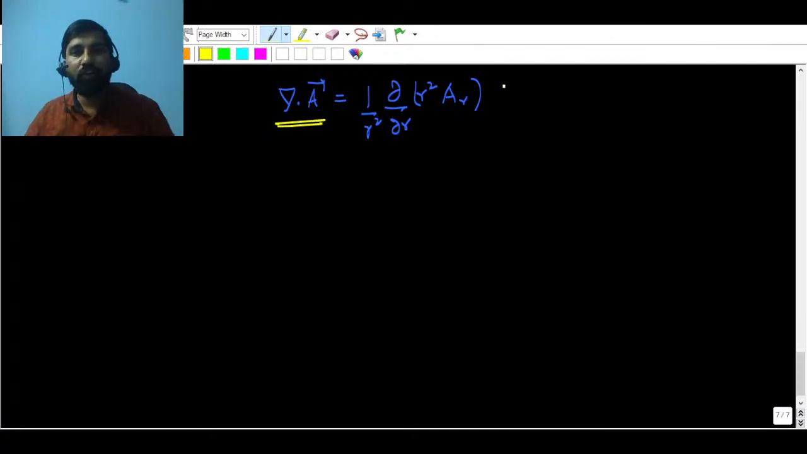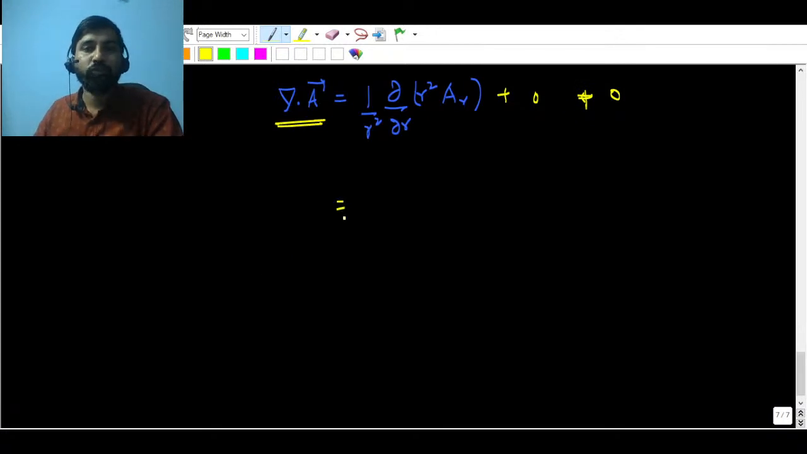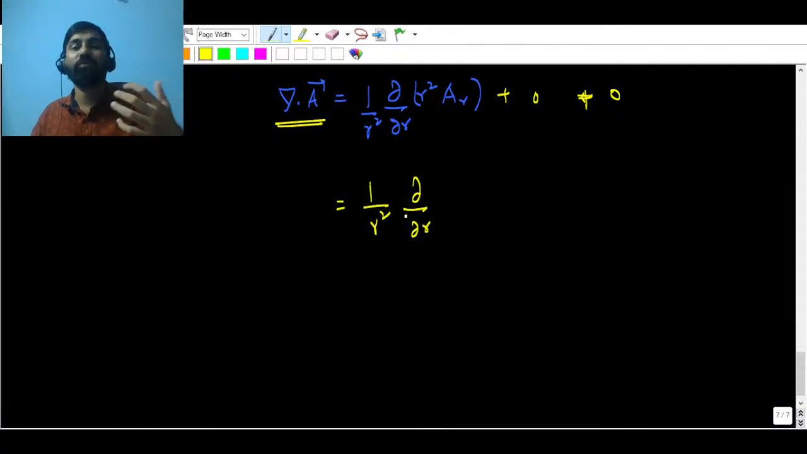You don't have to write for theta and phi, because they are going to be 0, as they haven't given the theta and phi components, right? So let's go and determine further. So this is R square and del by del R. Most of the aspirants make a mistake like this: R square and R square get cancelled. Don't. Because we are multiplying and then we are dividing, right? So you don't have to cancel.